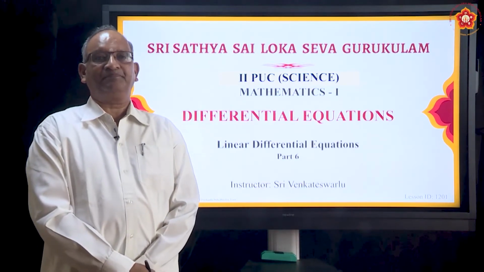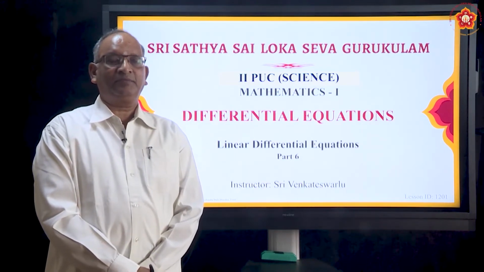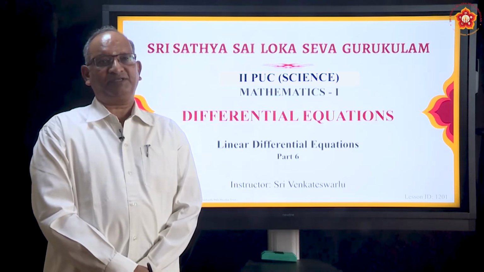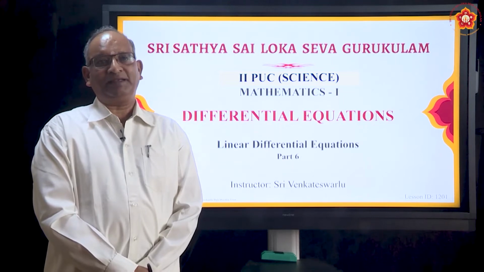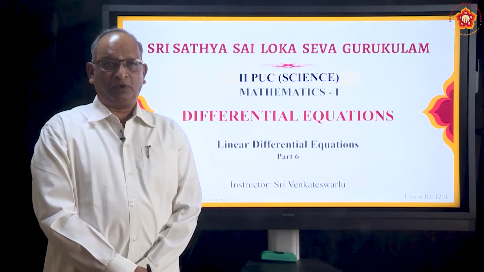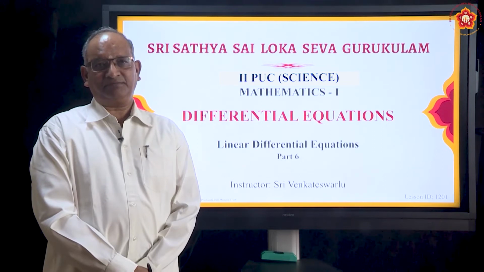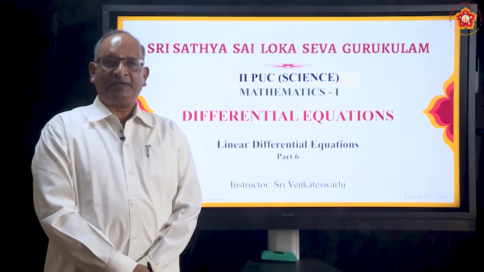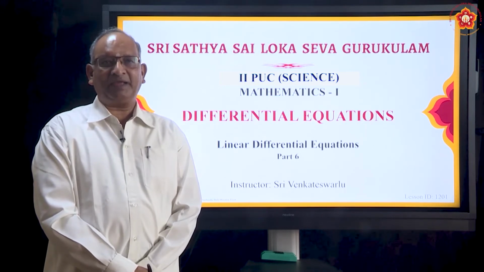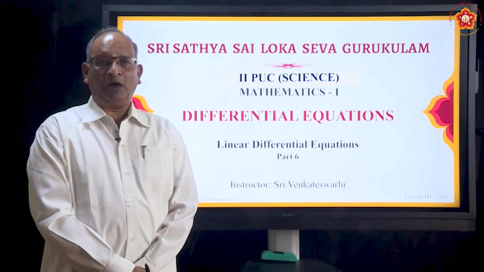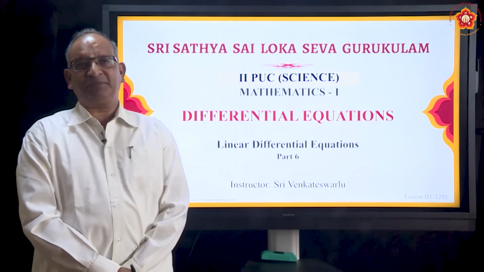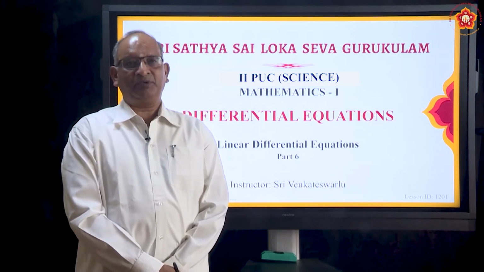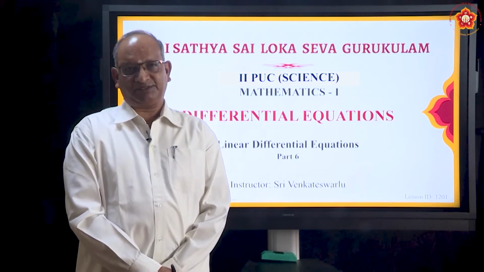Sri Sai Ram. In the last session, we studied the third type of differential equation, which is called linear equations. How do we identify a linear equation? It has a standard form. What is the standard form? dy by dx plus py equal to q, or dx by dy plus px equal to q. Equations of this type are called linear equations.